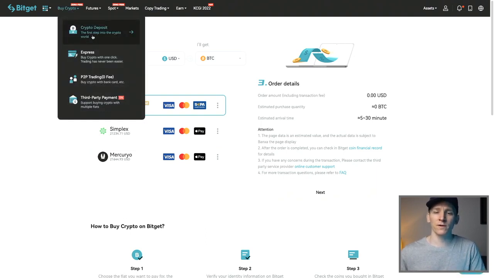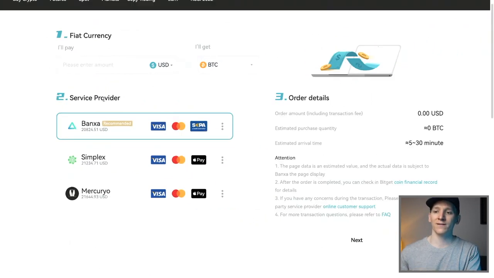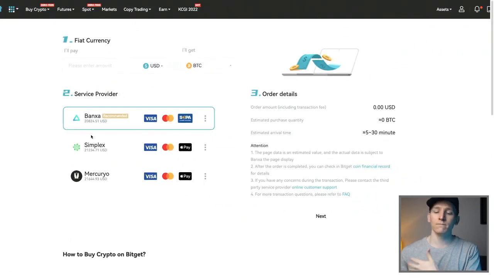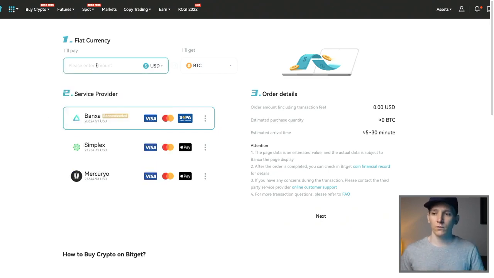There's crypto deposit if you have crypto on another platform like Coinbase or Binance. But there's also third-party payments. So if you click on this, it gives you the third-party options. Like you can see here, these are on most platforms, right? So you can use a card or you can use Apple Pay. And what you can do is choose the fiat currency that you want to pay in. So I'll just do US dollars as an example here, type 1,000.